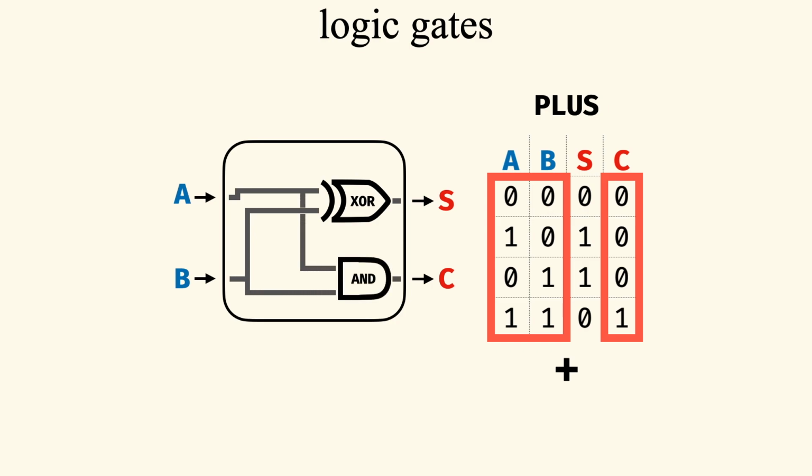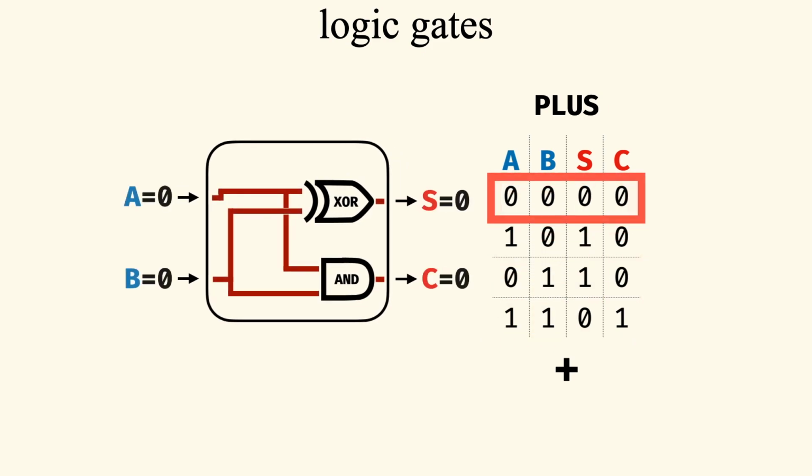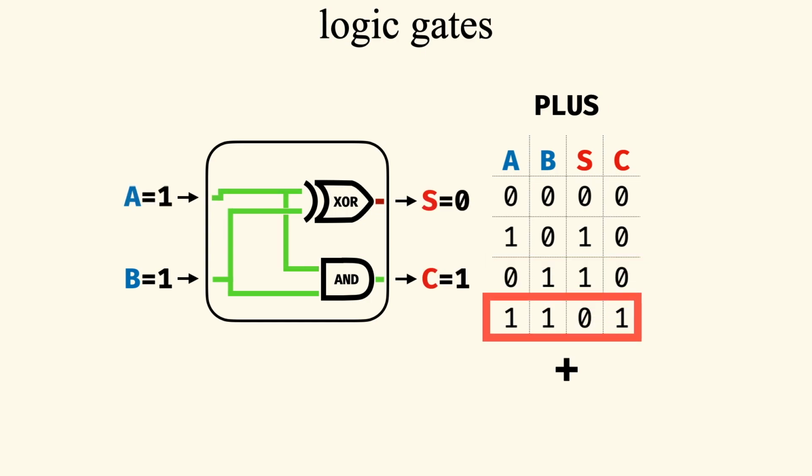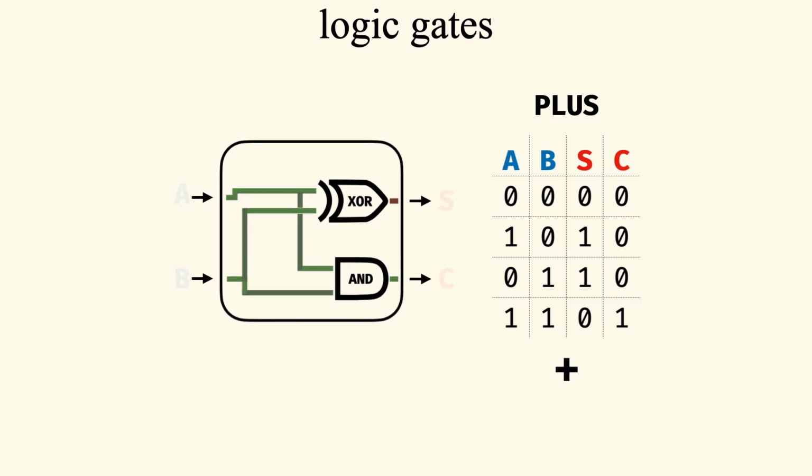Let's check to see that everything works now. When A and B are both 0, S and C are both 0. When A is 1 and B is 0, S is 1 and C is 0. When A is 0 and B is 1, same result. And when both A and B are 1, S is 0 and C is 1 since our decimal result is 2. Looks like our addition circuit is ready to go.